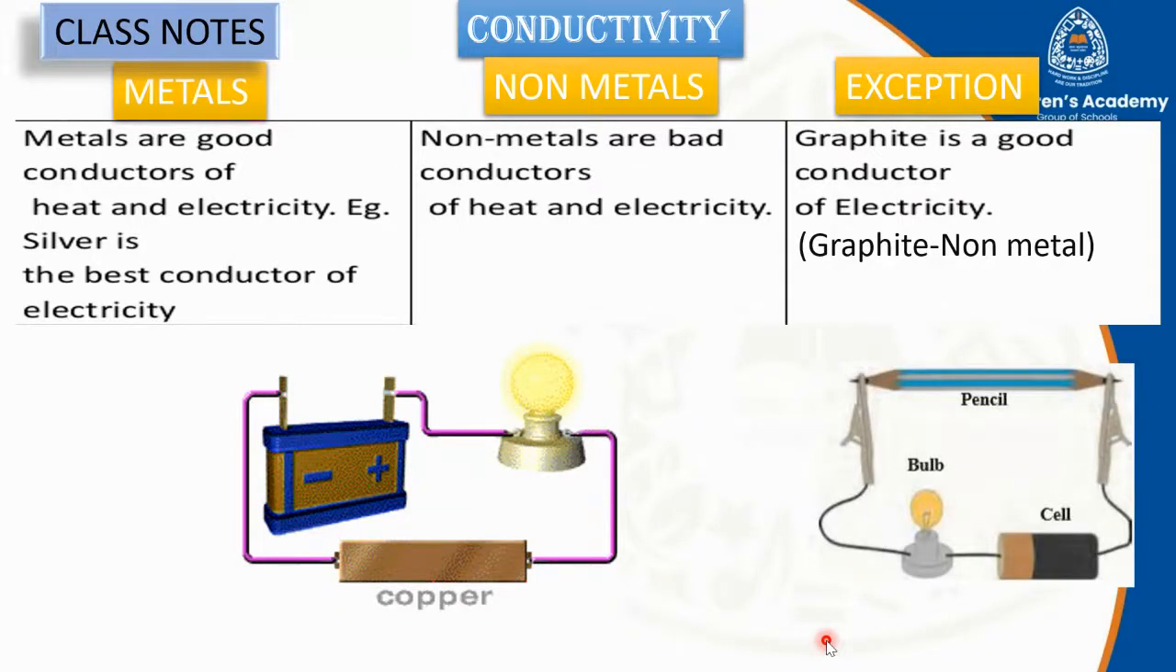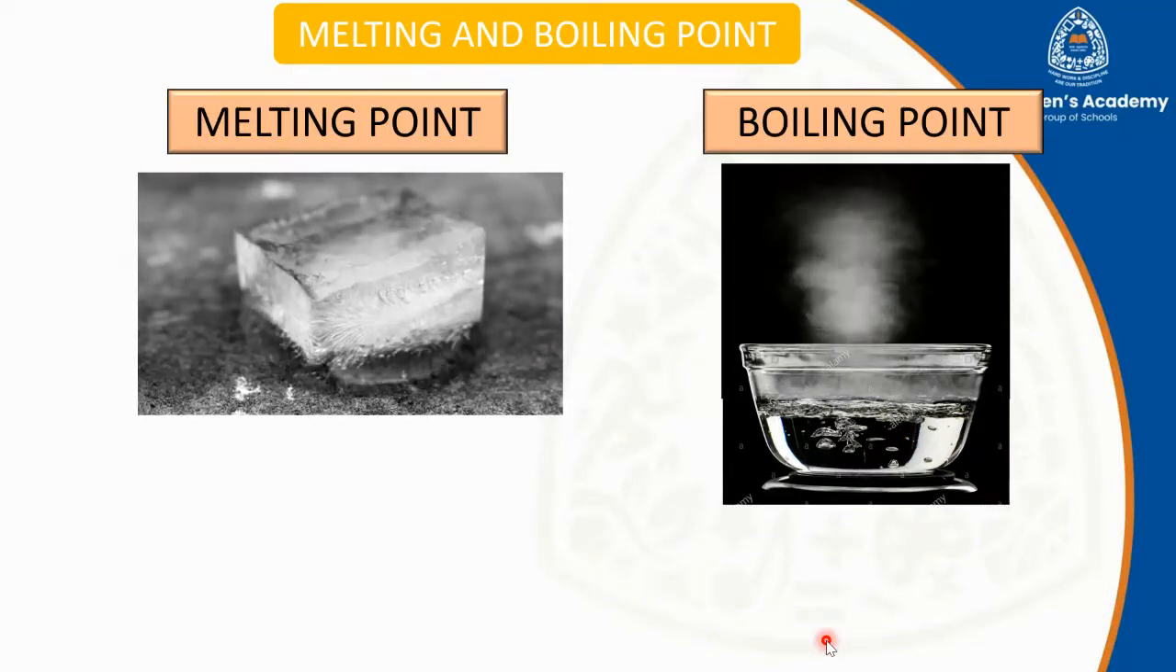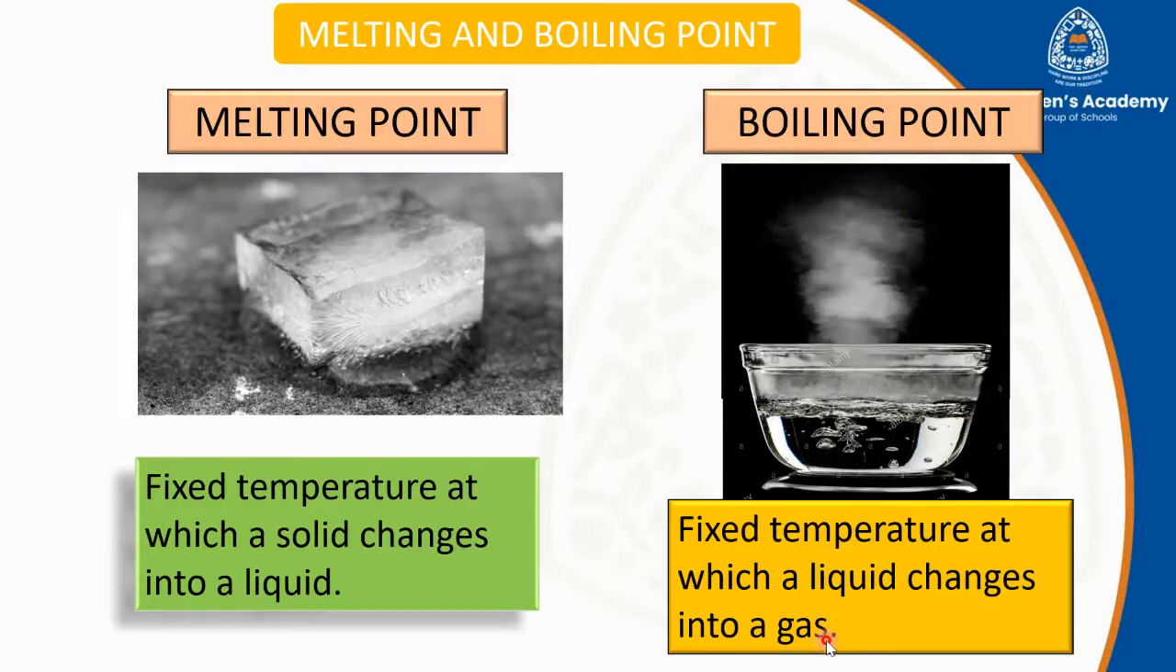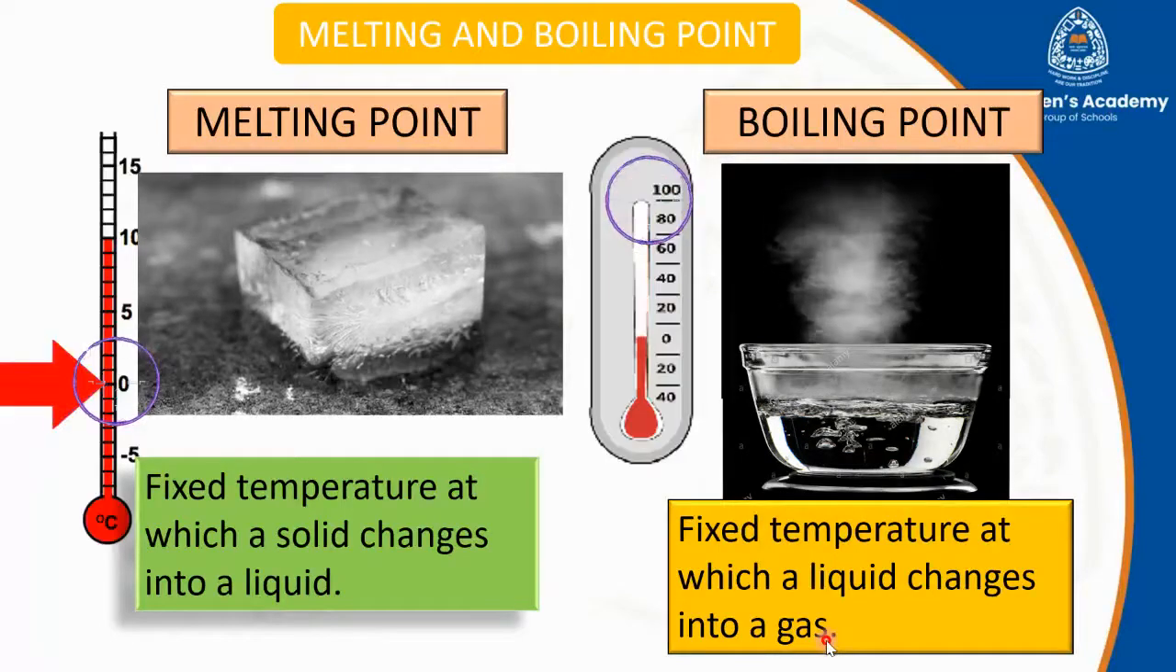Here's the seventh property, melting and boiling point. In our previous chapter, we studied melting point and boiling point. Can you define these terms? Correct. Melting point is the fixed temperature at which a solid changes into a liquid. Boiling point is the fixed temperature at which a liquid changes into a gas. In that case, what is the melting point of ice and boiling point of water? Yes, melting point of ice is 0 degrees Celsius and boiling point of water is 100 degrees Celsius.